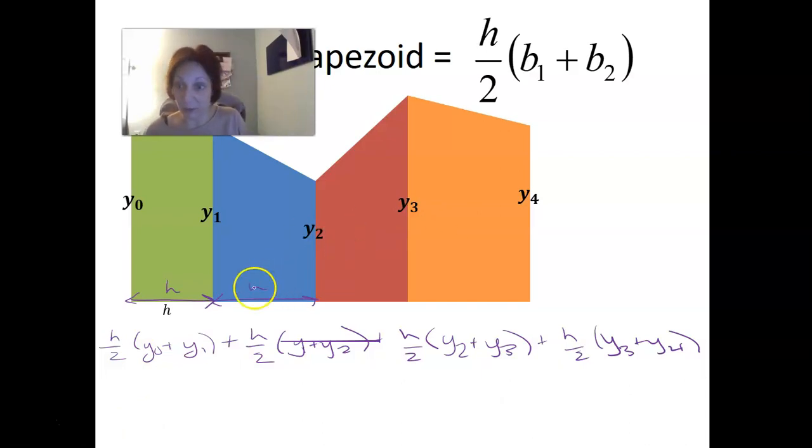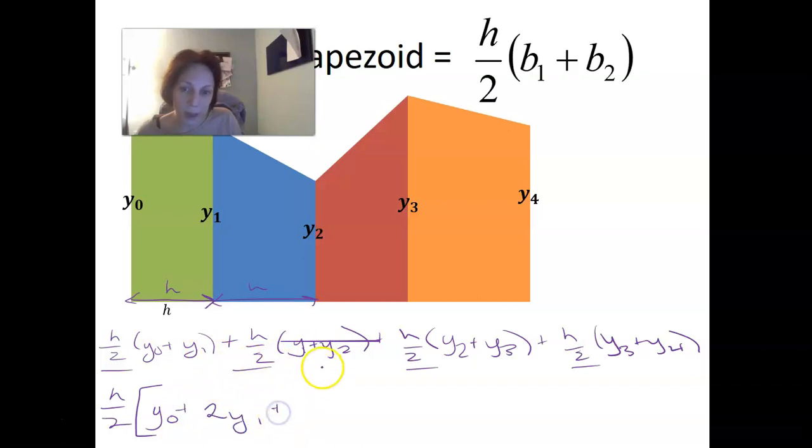Algebraically, if you simplify this out, I'm going to factor h over 2 out. Again, assuming that our height is the same on all of our trapezoids, I can factor out an h over 2. And look what happens. y0 is there. There's a y1 here and a y1 here, so you get 2 y1s. There's a y2 here and a y2 here, so you get 2 y2s. There's a y3 here and a y3 here, so you get 2 y3s. And then there's a y4.